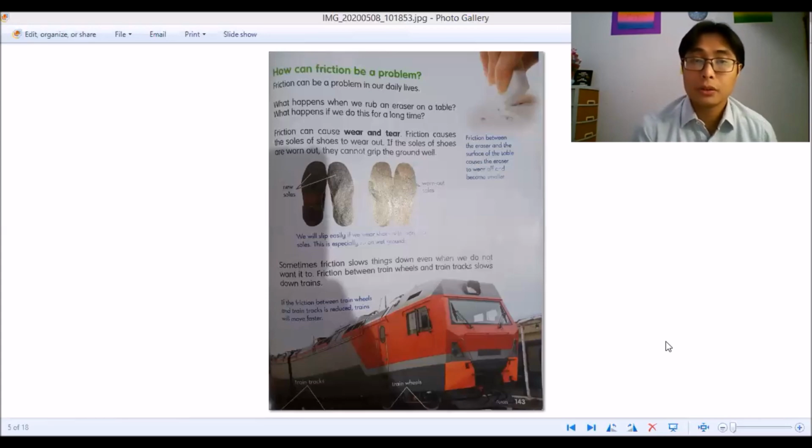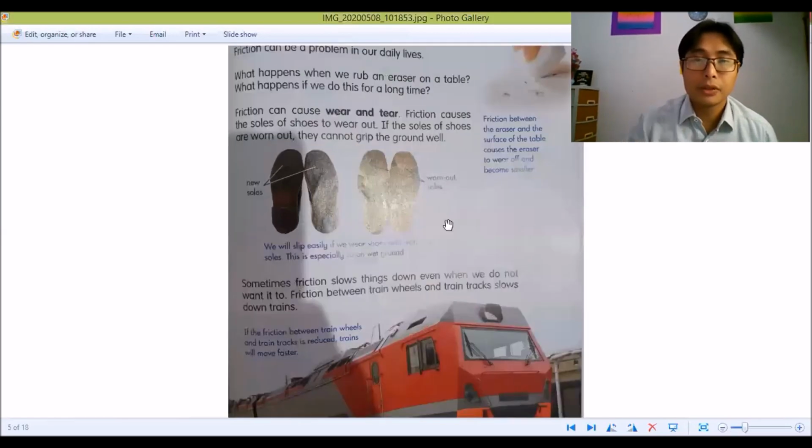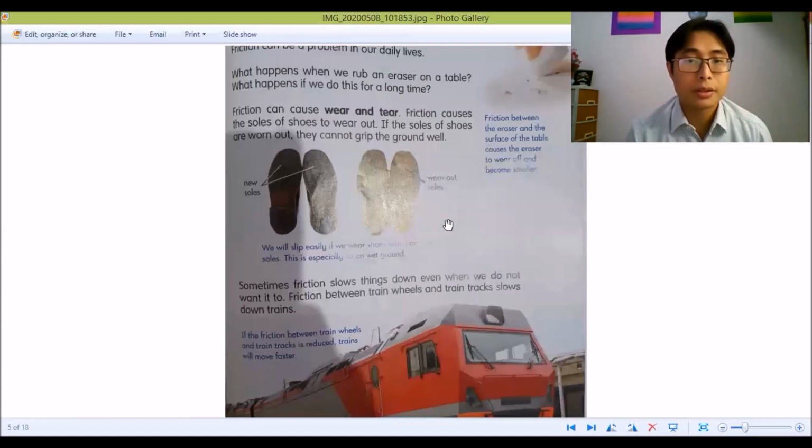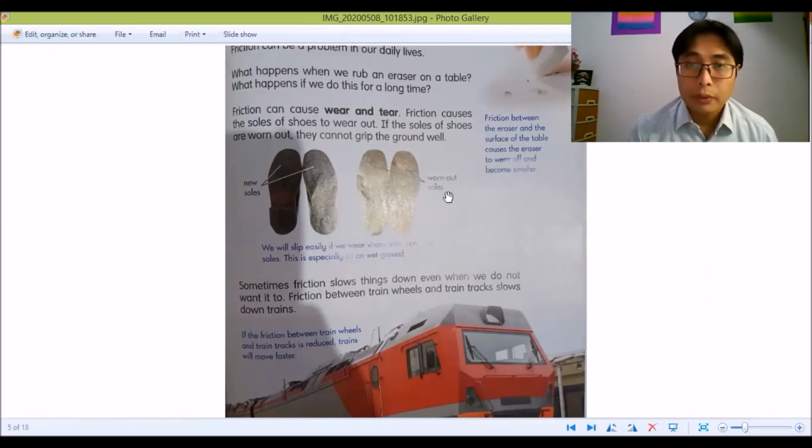Friction causes the soles of our shoes to wear out. If the soles of shoes are worn out, they cannot grip the ground well. As you can see in your book, there are two pairs of shoes. First is shoes with new soles, and the second is a pair of shoes with worn out soles. So we will slip easily if we wear shoes with worn out soles, especially if the ground is wet.